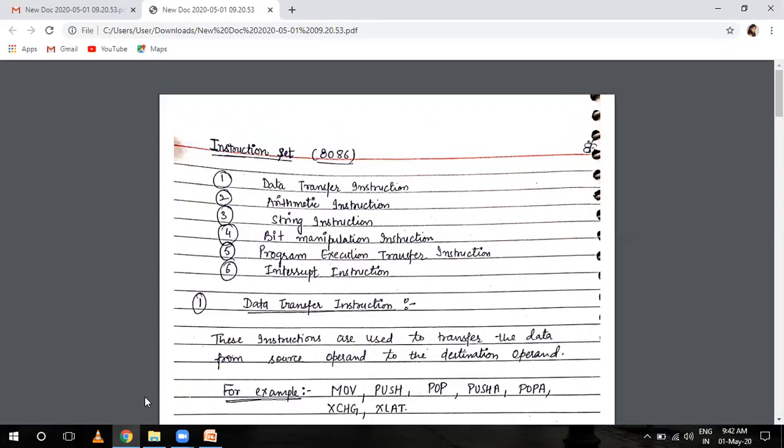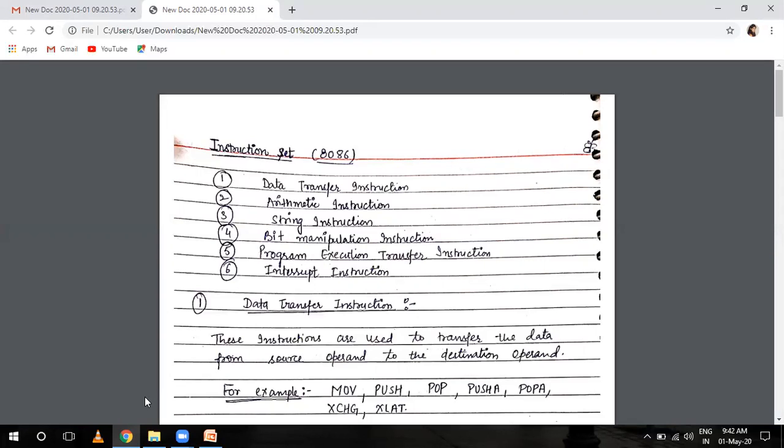Basically, what is the role of these instructions in the 8086 microprocessor? These instructions play an important role in programming. When we are writing programs for the 8086, such as addition of two numbers, subtraction, multiplication, division, or other programs which students use in their microcontroller labs, these instructions are used in the experiments. So we will discuss these instructions one by one.